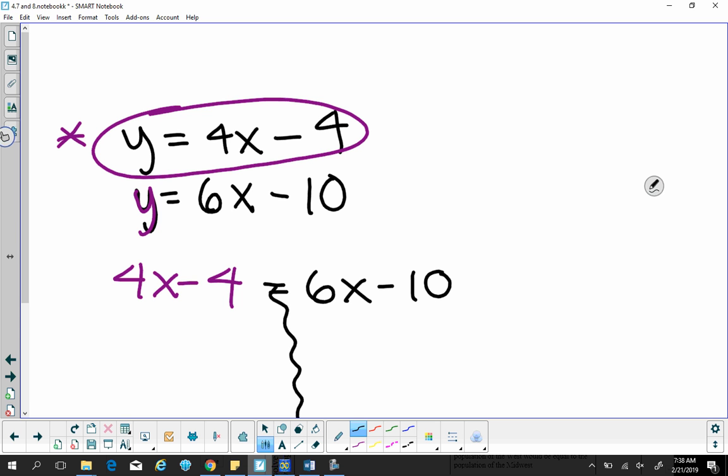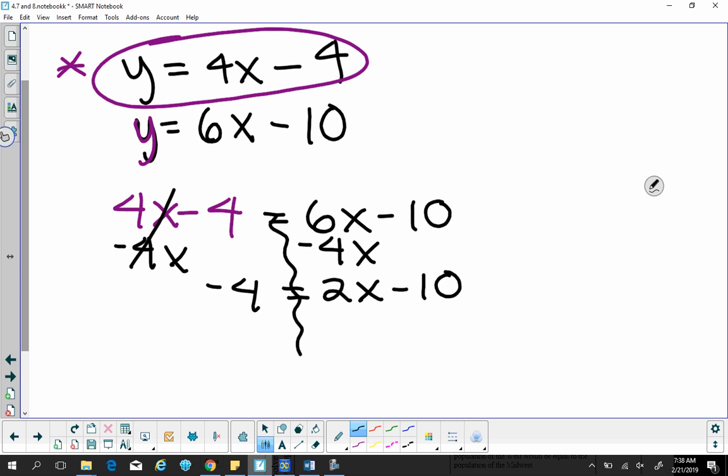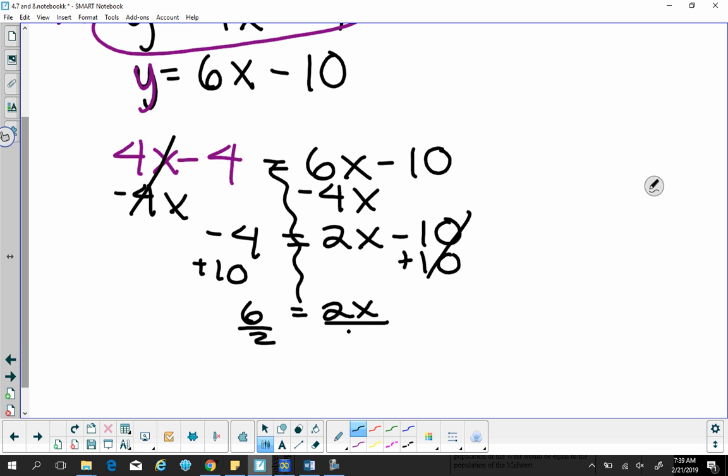Who can give me, what would I do first? There's a million things you can choose. Kamar, go first. Oh, you subtract 4x. Sure, let's subtract 4x. And you would get negative 4 equals 2x minus 10. 10 to the other side. And you end up getting 6 equals 2x. Then what's the last thing you do? Divide by 2. You end up getting x equals 3.